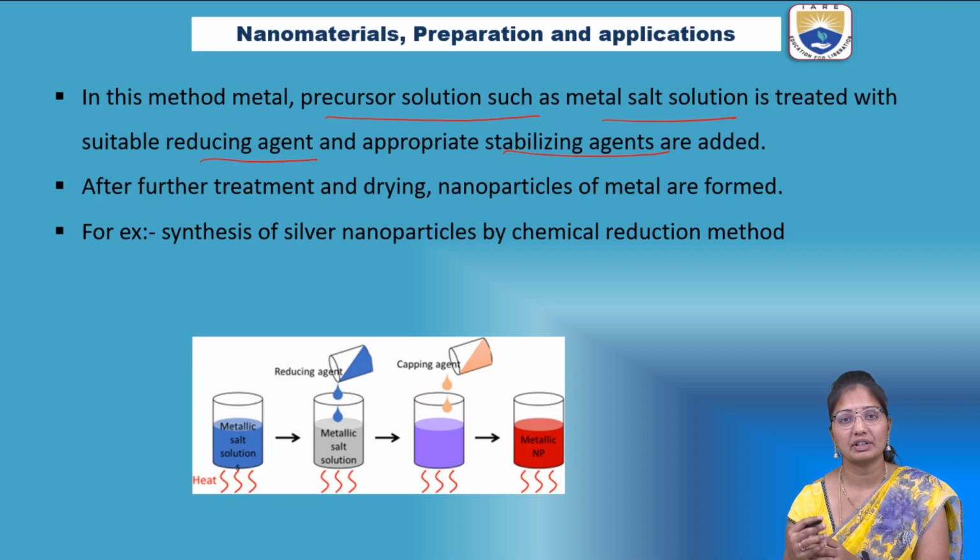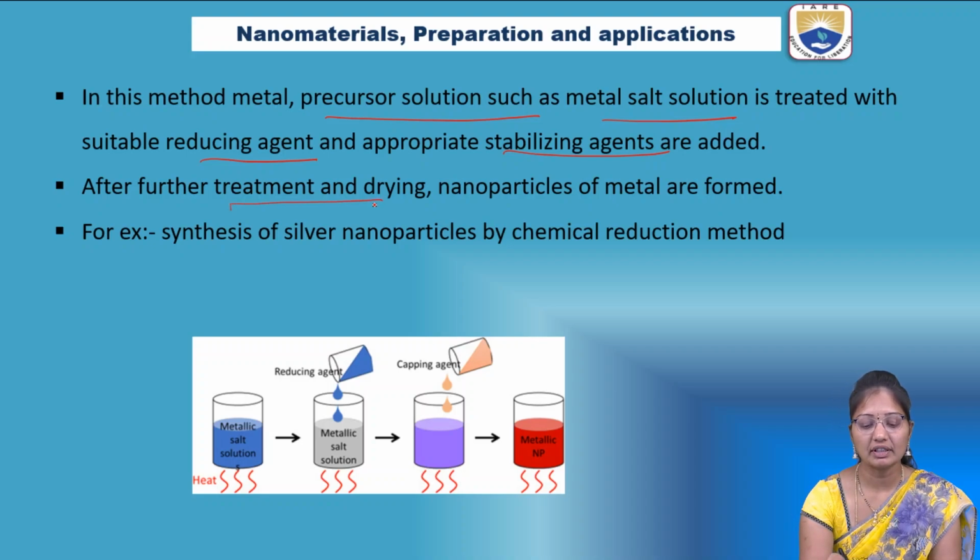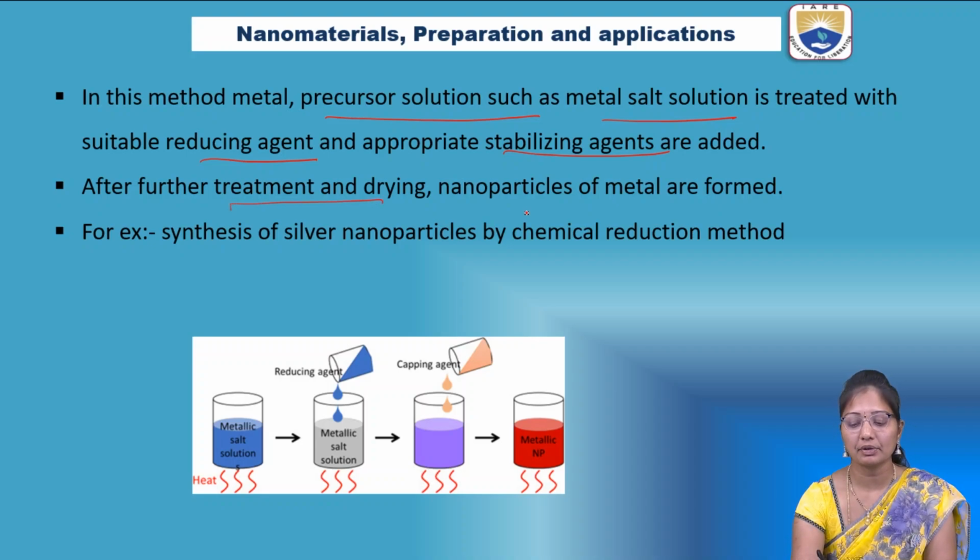Once the ion complex formation has happened, then we have to decide the size of the particle. To regulate this, we have to add the capping agent. So after further treatment and drying, nanoparticles of metal are formed. For example, the synthesis of silver nanoparticles by this method.